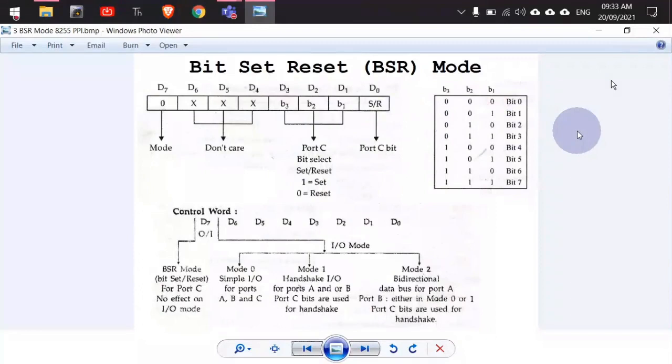Is it understood by everyone? Is this procedure understood, yes or no? Yes, sir.